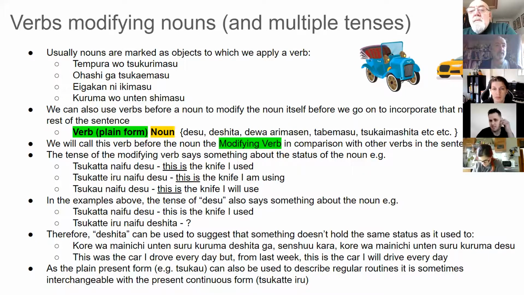Yeah, unless you want to say this was the car that I drove once, but now it's been turned into a piano. Okay. Yeah. I don't know. Can you make pianos out of cars?